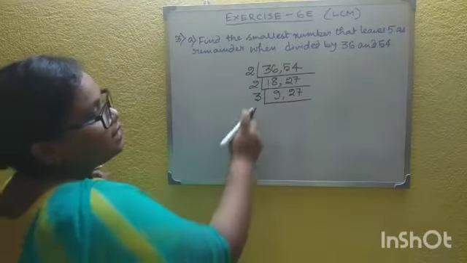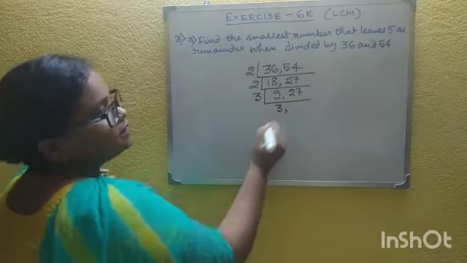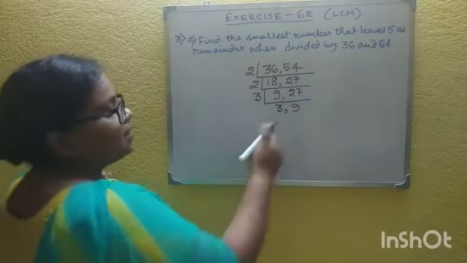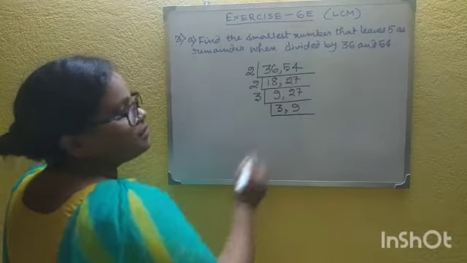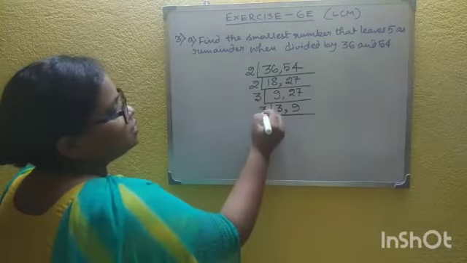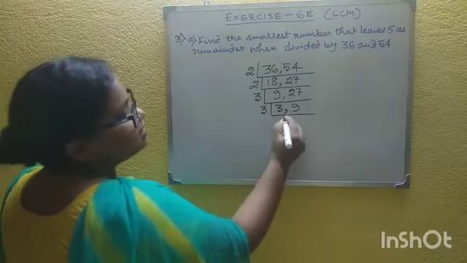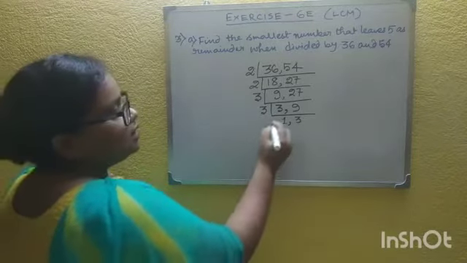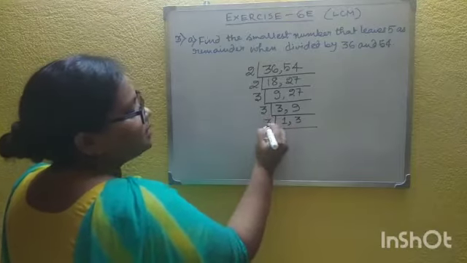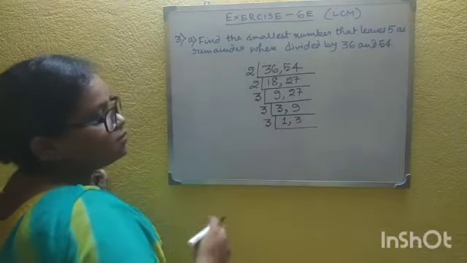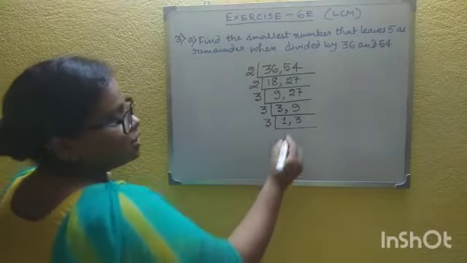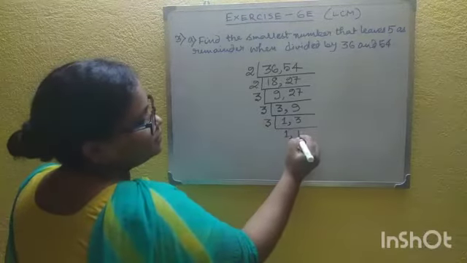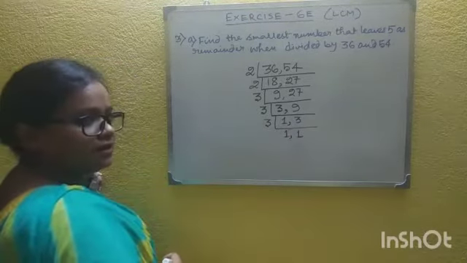Now 3 3s are 9 and 3 9s are 27. Again these two numbers are divisible by 3. So we are going to consider 3. 3 1s are 3. 3 3s are 9. Now again divide them by 3. Now as we already got 1 as quotient, we will write 1 as it is. And then dividing 3 by 3 we get 1.